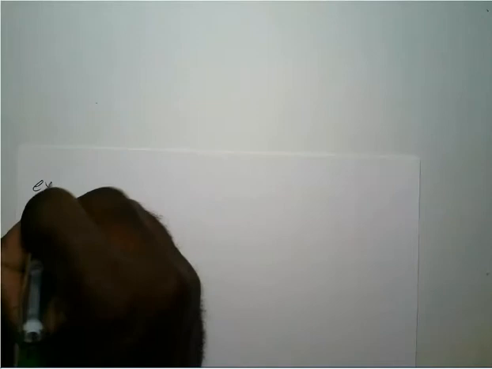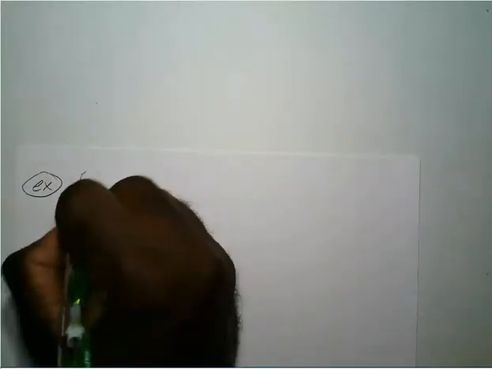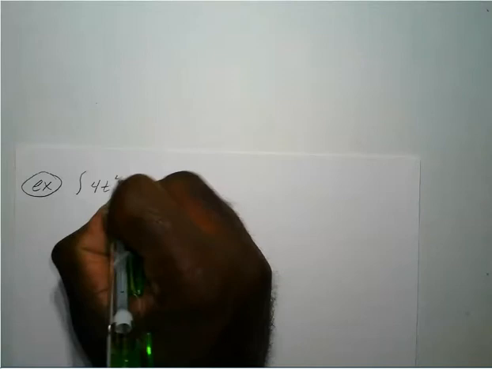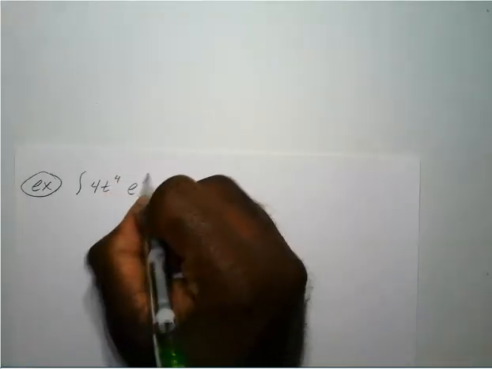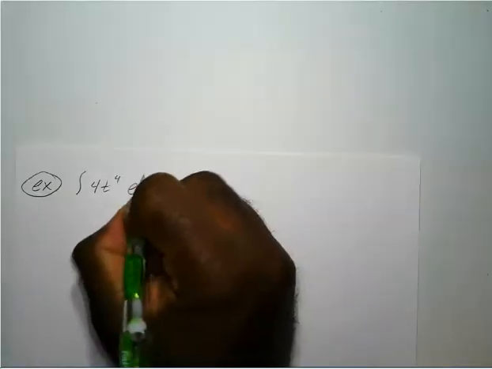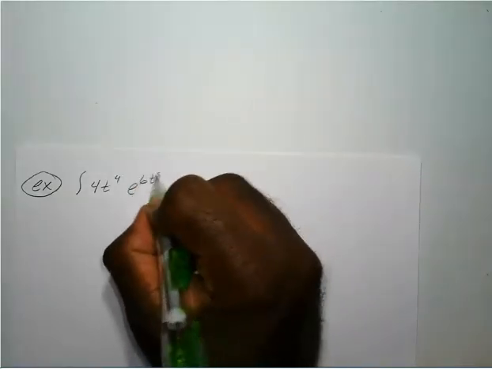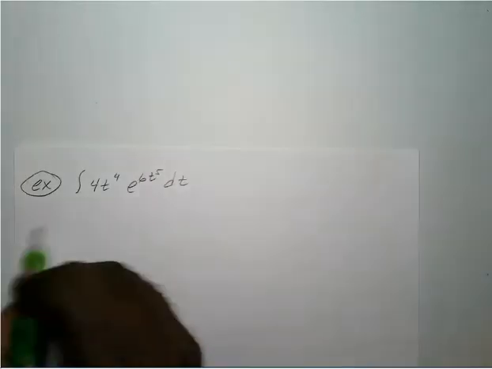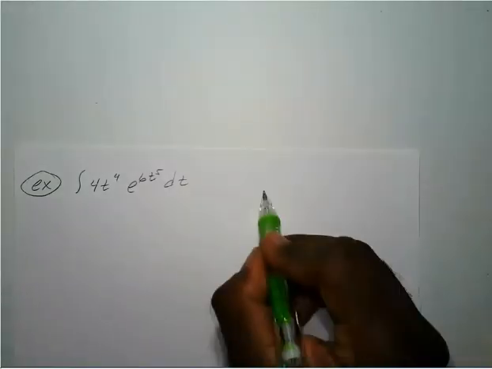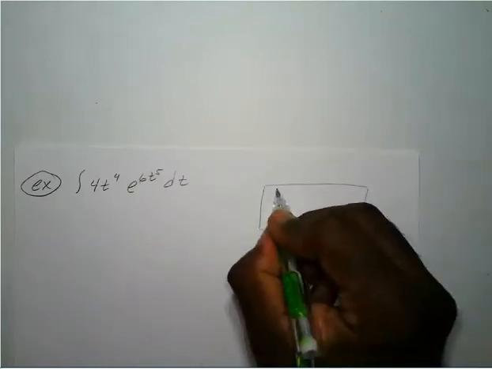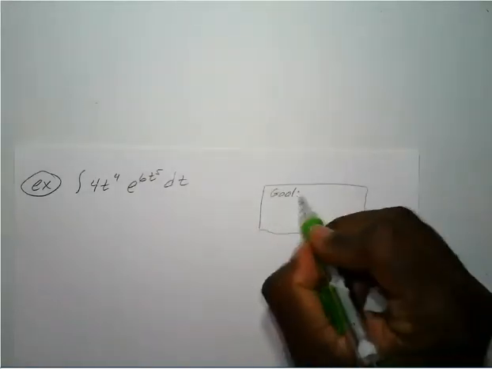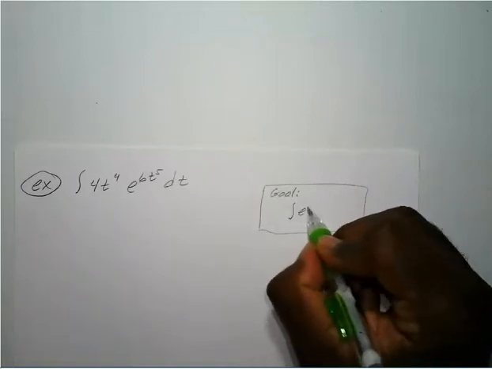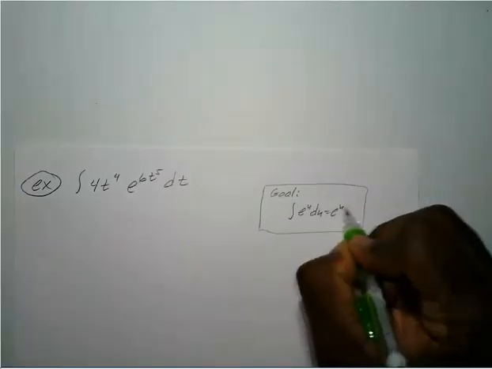Okay, so what if we have the integral of 4t to the 4th times e to the 6t to the 5th with respect to t? All right, so we have an exponential function. So for this one, our goal is to have the integral of e to the u du equals e to the u plus c.